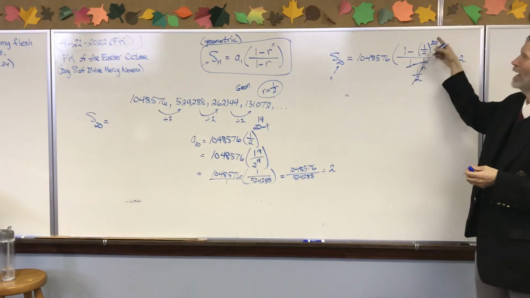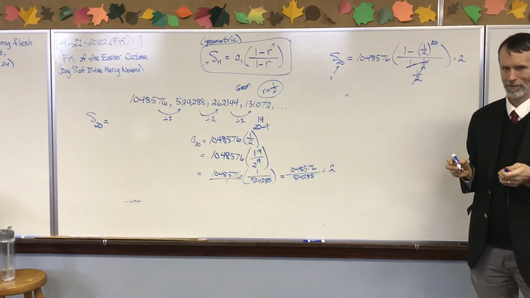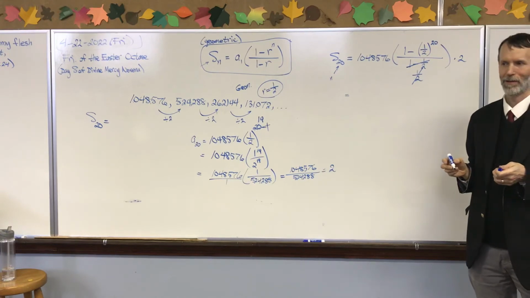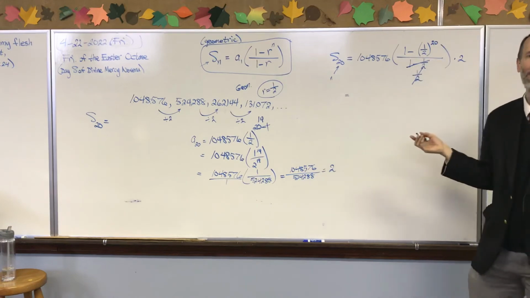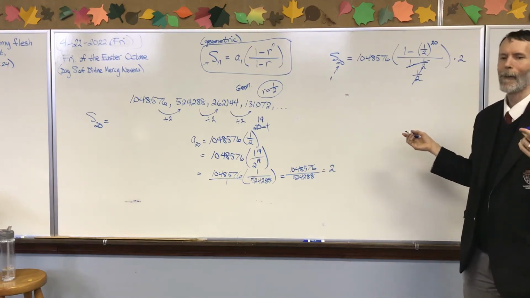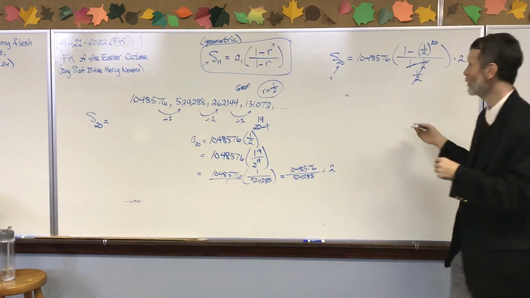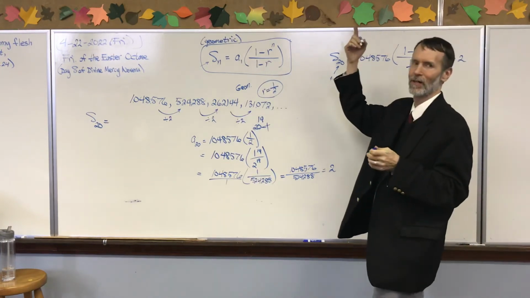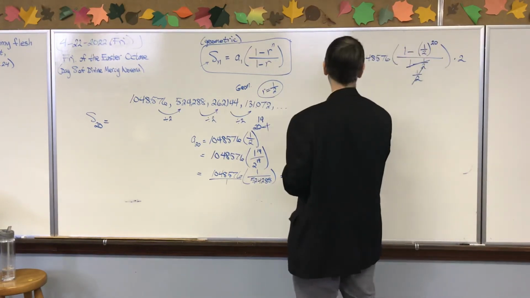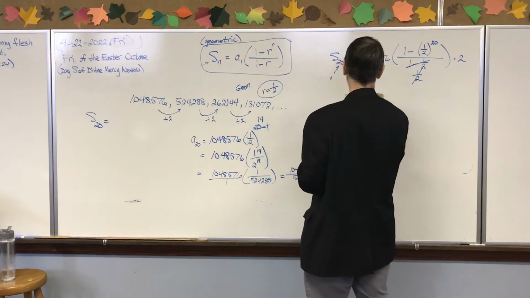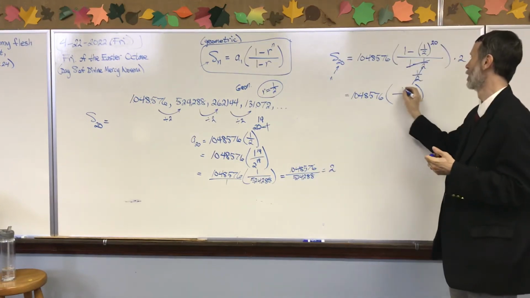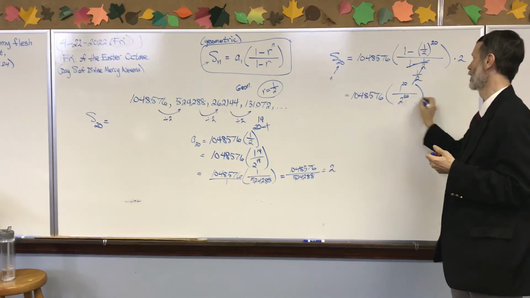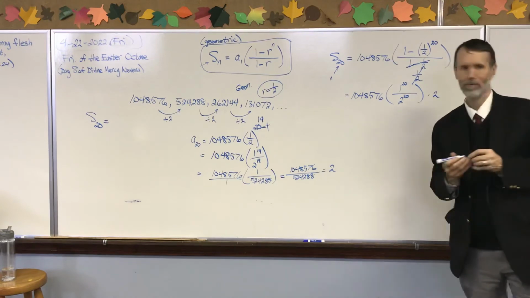How do you take 1/2 to the 20th power? What do you think, Jeff? How do you do a fraction to the 20th power? Top and bottom, not multiply, but raise it to the power. So I got 1,048,576 times what? How would you write that? 1 to the 20th power over 2 to the 20th power. And this whole thing is times 2.